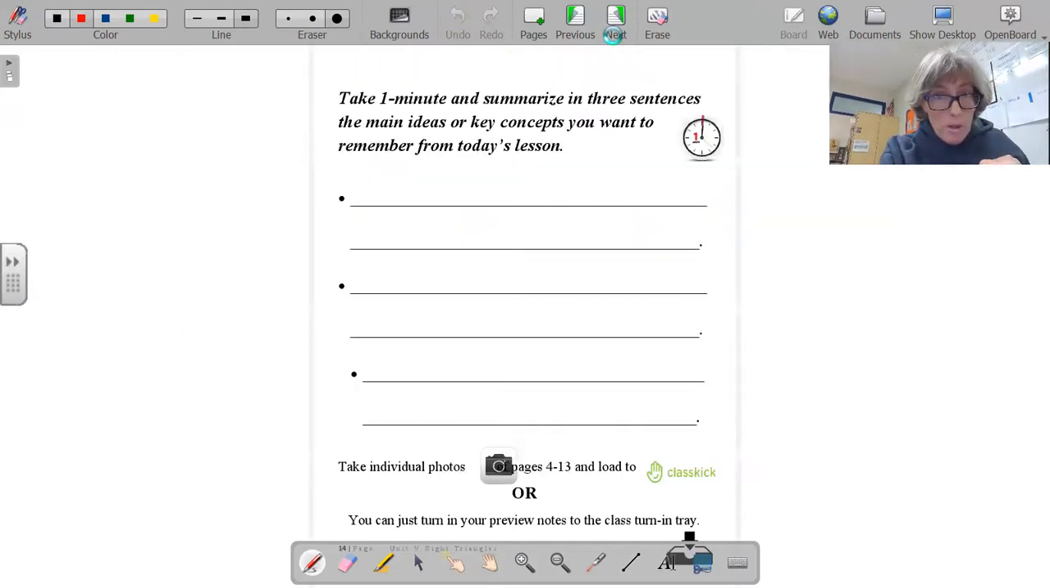You want to do your summary, and then you have two ways to turn this in. Either you take screenshots and load to the link on ClassKick, if you want to leave your notes at home, or simply turn them into the physical tray inside of class.